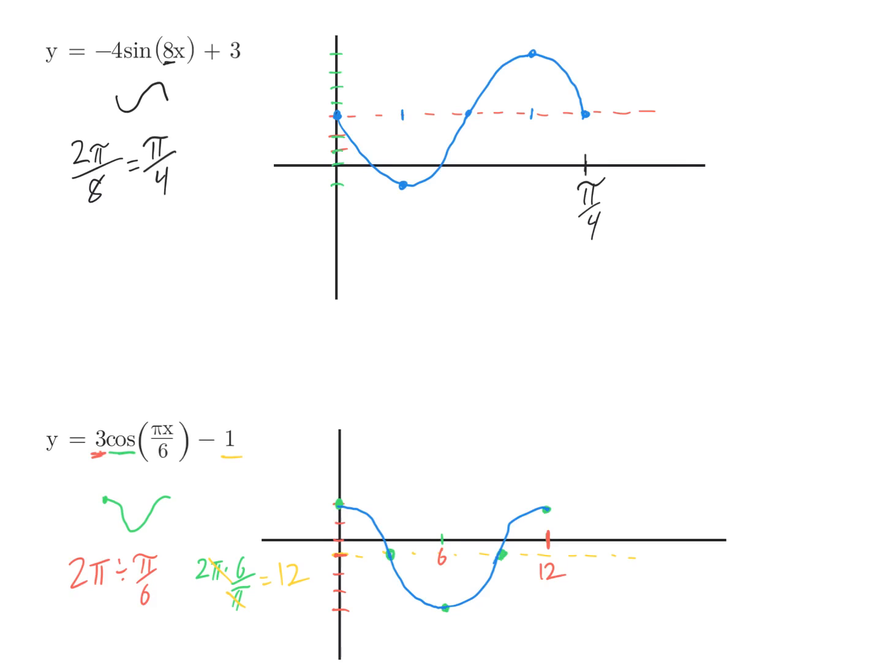So halfway here would be 6. And there you go. You have your graph of both of these.